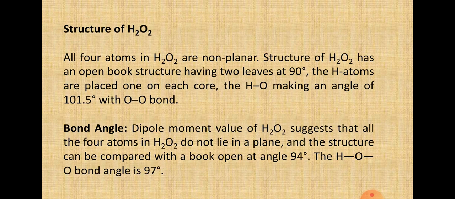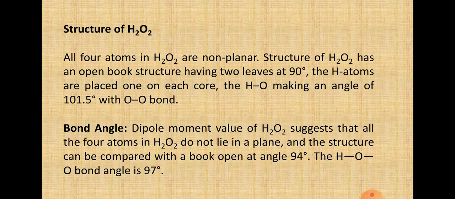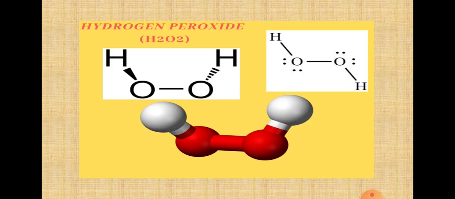The most important part of hydrogen peroxide is its structure. See its structure, it is looking like an open book, it is showing an open book structure. Now see what it is. All four atoms, that is two hydrogen and two oxygen, are non-planar. The structure is an open book structure having two leaves at 90 degrees. The hydrogen atoms are placed on each cover and the hydrogen-oxygen bonding makes an angle of 101 degrees.